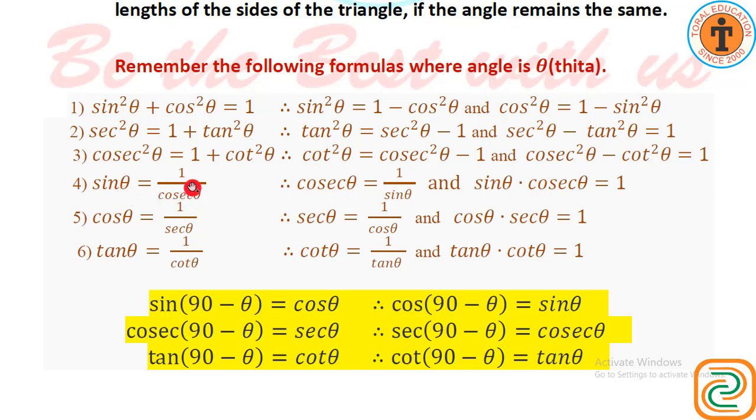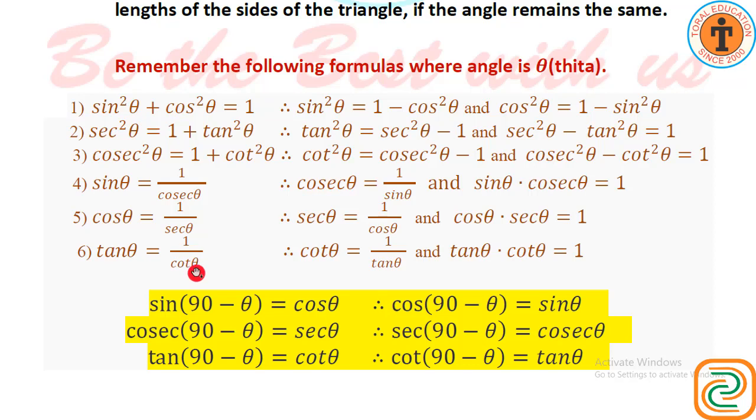Sin theta equals 1 upon cosec theta. That means cosec theta equals 1 upon sin theta. And sin theta into cosec theta is 1, because both are reciprocal. Similarly, cos theta equals 1 upon sec theta, and sec theta equals 1 upon cos theta. And cos theta into sec theta equals 1. Similarly, tan theta equals 1 upon cot theta.